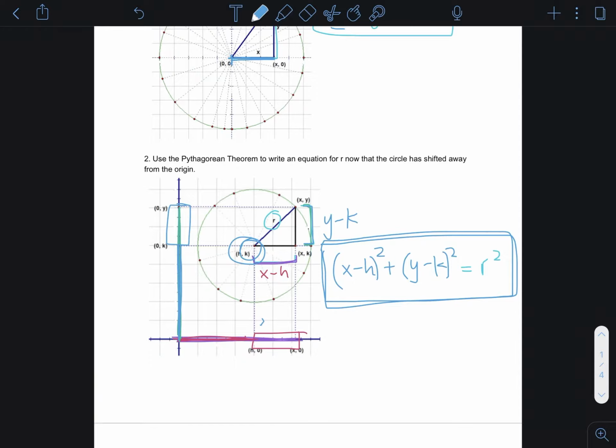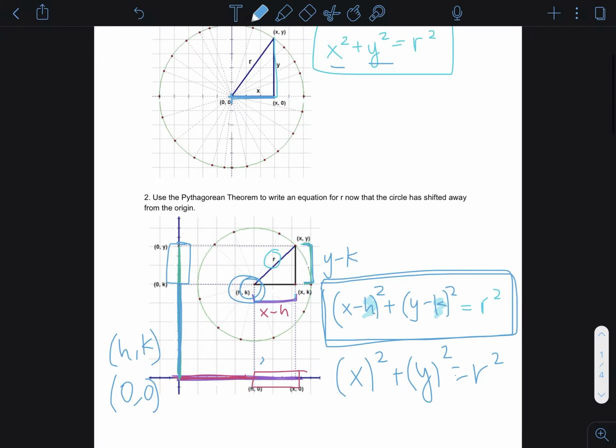So let's say, for example, if h, k was the center and the center was 0, 0, if I go ahead and plug in that value for the center, what am I left with? x minus h, which is x minus 0, which is x, and then y minus 0, which is y.